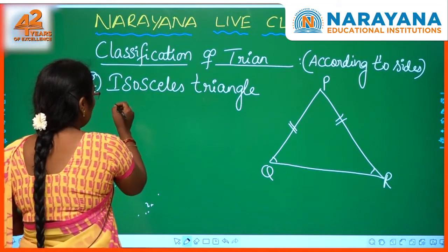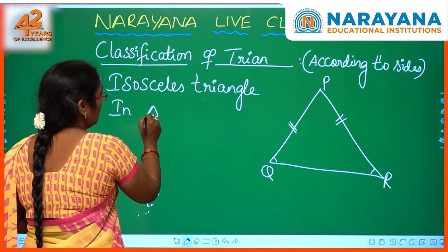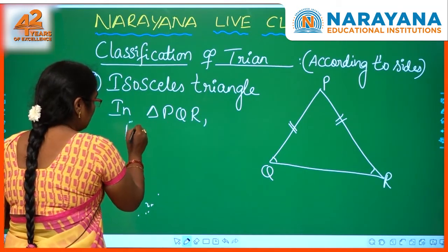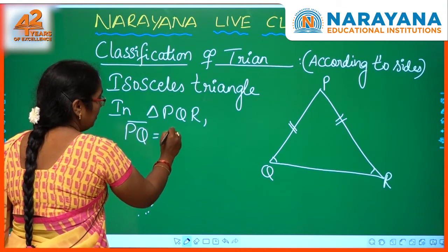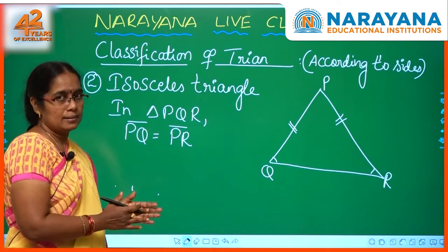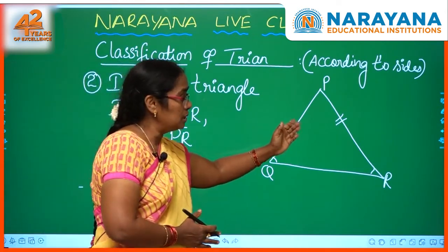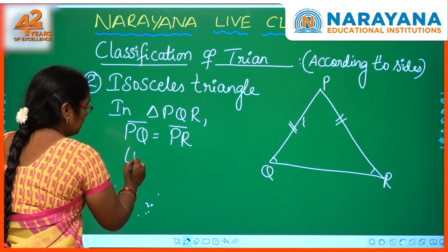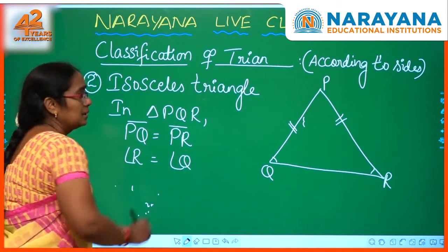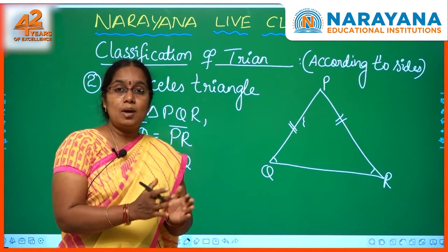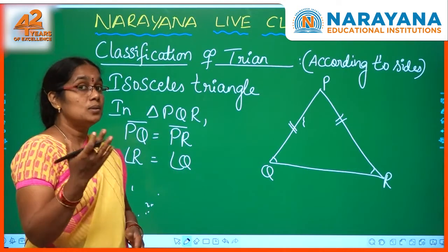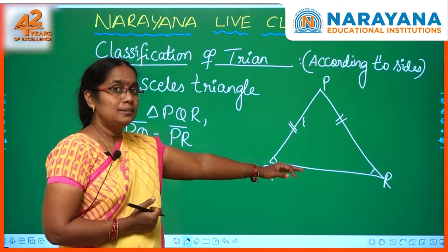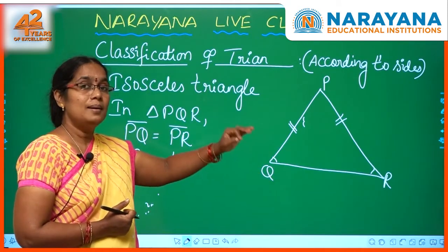So in the triangle PQR, we have PQ length is equal to PR. PQ is equal to PR. Then the angles which are opposite to the equal sides will be equal. What are those? Angle R is equal to angle Q. So in an isosceles triangle, the angles opposite to the equal sides are also equal. And what is the unequal side called? That is called base, the base of the triangle.